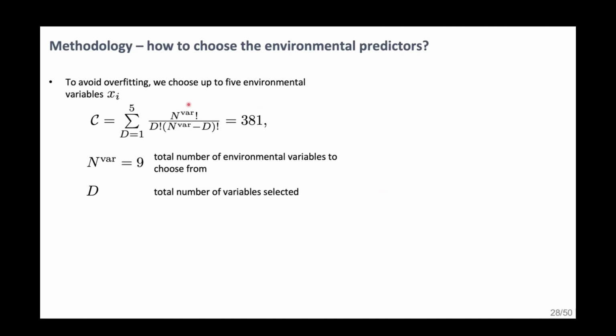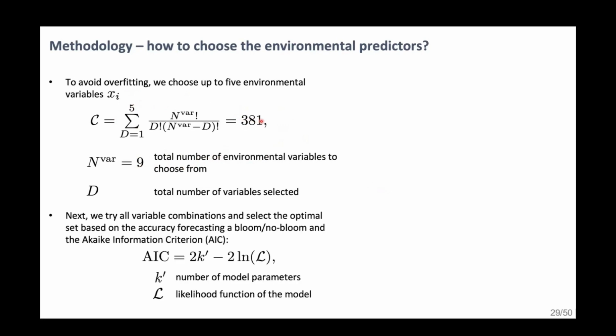When you can select 5 variables out of a set of 9, you can just apply combination theory and the following formula. You have a total of 381 variable combinations. Next, we trained 381 generalized linear models, and then we selected the optimal models based on the accuracy in forecasting bloom and no bloom, and also the so-called Akaike information criterion, or AIC. And a brief introduction to the AIC.